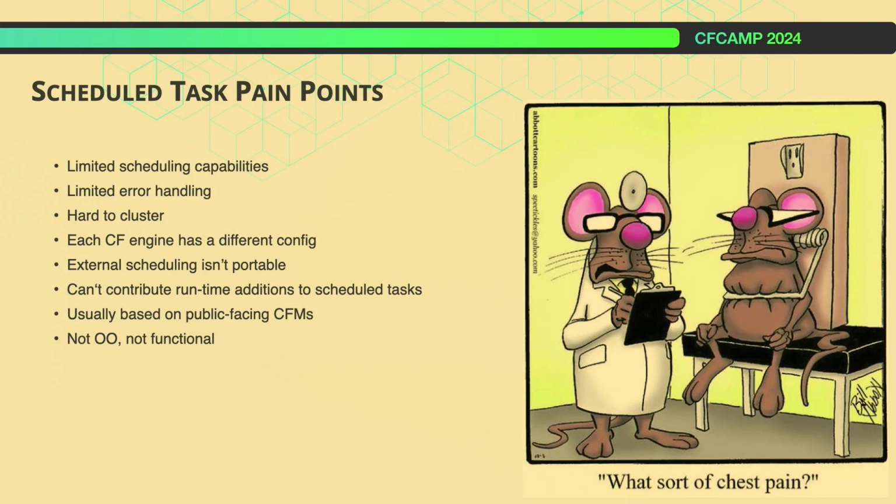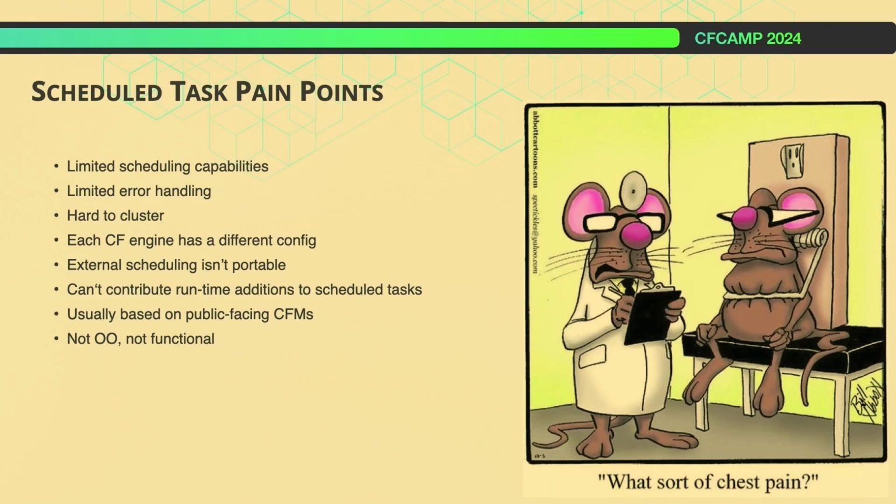Limited error handling, that's a huge one. Obviously, we always make mistakes, right? How are we going to deal with this? Hard to cluster, where most of the time it would be great if we only had one server forever to deal with. But sometimes we work on thousands of servers, thousands of instances. How do we manage that? Each CFML engine also has different configurations. What if we need to work on both? How are we going to handle that?